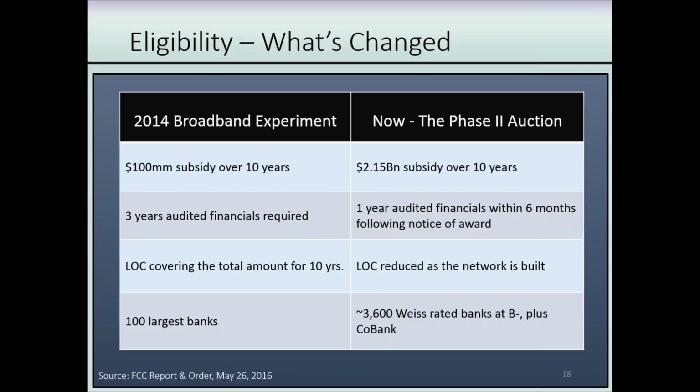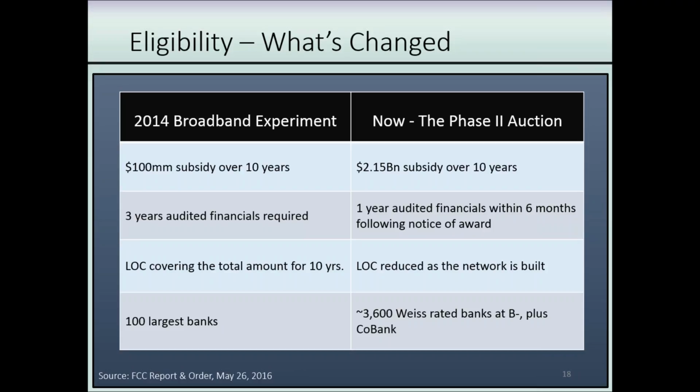The experiment provided for 100 of the largest banks to support. The FCC recognizes the significant burden that places on local rural providers, and indeed the Commission wants local rural providers to participate, and they feel very strongly about that. And so they have opened it up now to about 3,600 banks that are independently rated by WISE with a rating of B- or better. It also includes CoBank, which I think is important because they're a considerable partner in rural America on a number of fronts, and so they are also a resource for you.